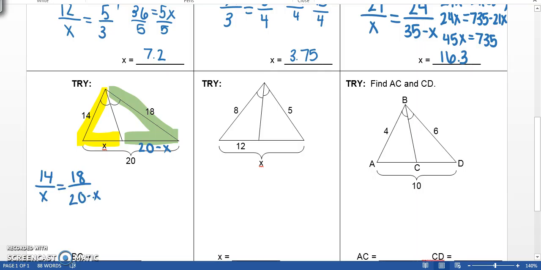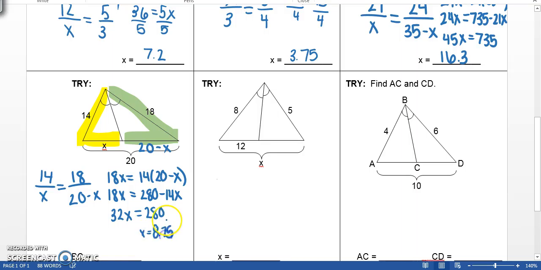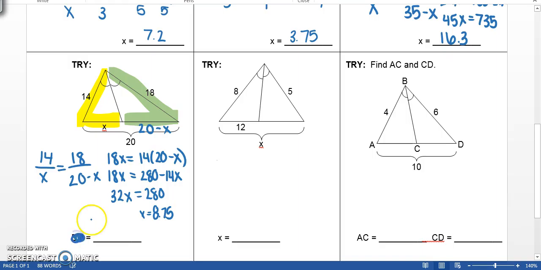Okay, same thing goes over here. We're cross multiplying: 18 times x, and 14 times 20 minus x. Go ahead and distribute. 18x equals 280 minus 14x. We add the 14x on both sides and we get 32x equals 280. When we divide both sides by 32, we will get x is equal to 8.75. And really it should be x, not BC. And that's our final answer.